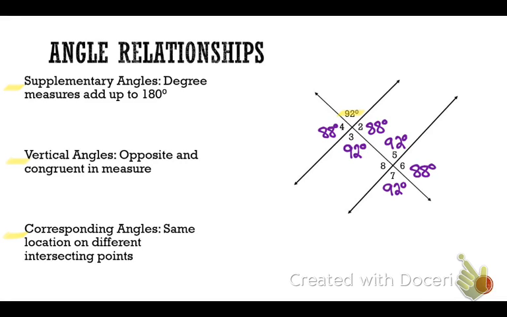Okay, I heard 88. And guys, couldn't you give multiple reasons why it's 88? Yes. Because, okay, so here we go. Because it corresponds with which angle? 4. Because it's vertical to which angle? 6. Because it's supplementary to which angle? 5 and 7. There you go.